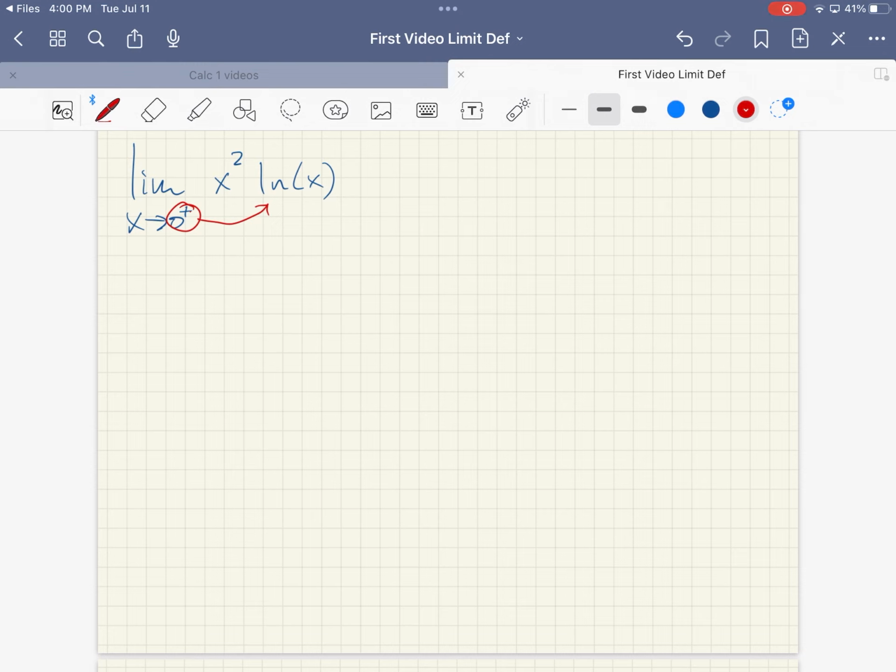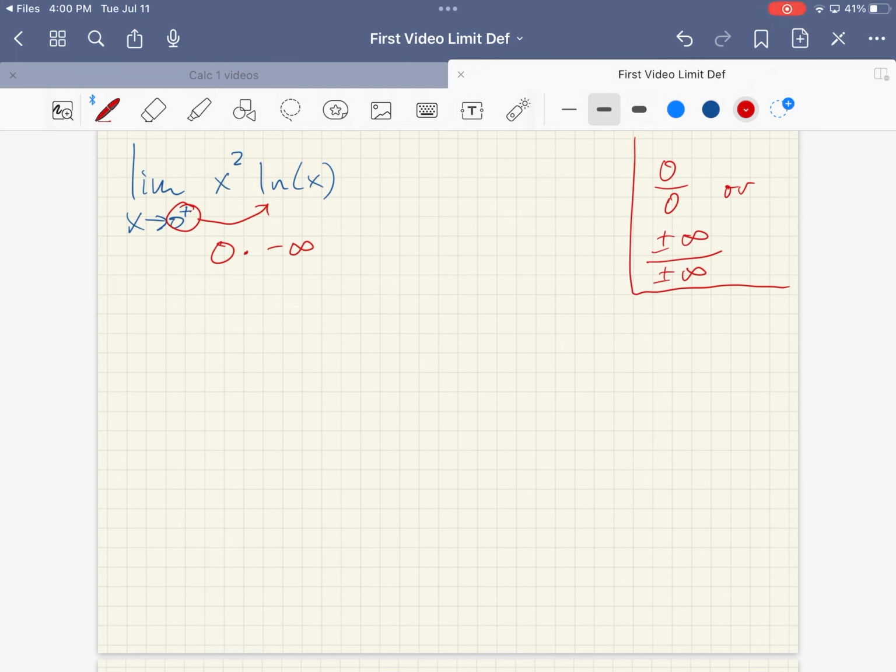But the important thing to note here is that we don't have the form that we really want. What we have is, as x approaches 0, this is going to be 0 times negative infinity. And that's not one of the forms. Remember that the two forms that we're allowed to have are 0 over 0 or plus or minus infinity over plus or minus infinity. And so we don't have that.